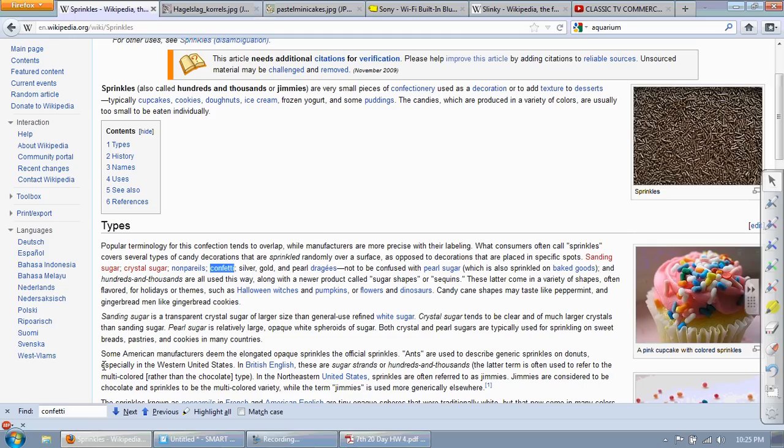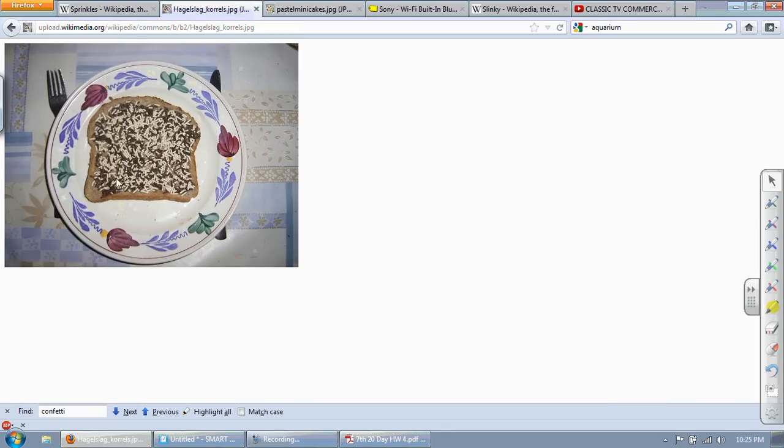Looking further at Wikipedia, we see that somewhere in Europe, as a snack, they put butter and sprinkles on bread, which is awesome, or disgusting. I don't know, but that's what it is.